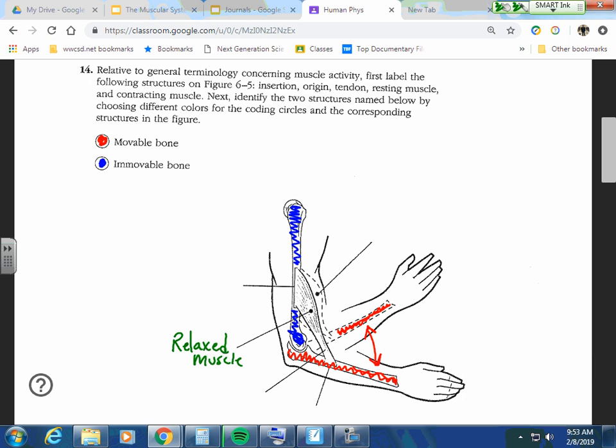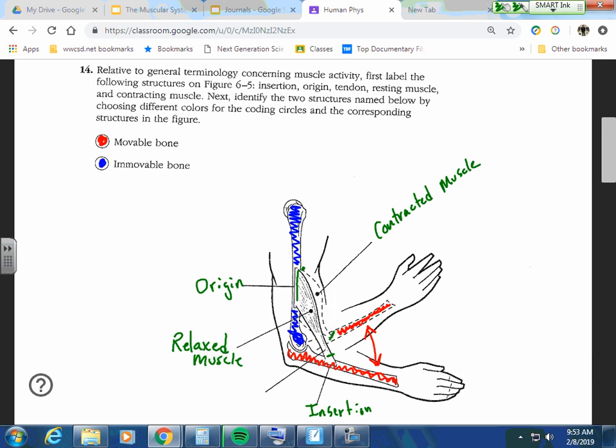See, so here it's only this distance. At the beginning it was this distance. Right? This is contracted muscle. All right. The spot on the immovable bone where it's attached, we call that the origin. And where it goes on the movable bone is called the insertion.